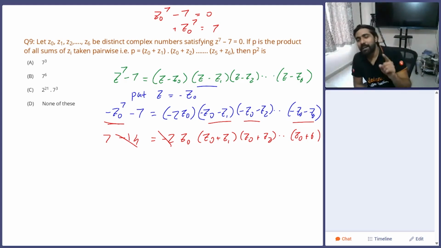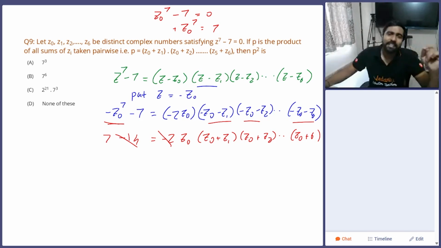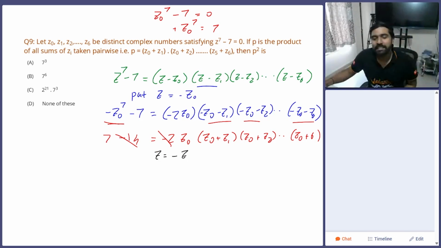Now look, just like I put z equal to minus z0, exactly similar things will happen if I, let's say, put z equal to minus z1. See, minus z1 power 7 is also equal to minus 1.